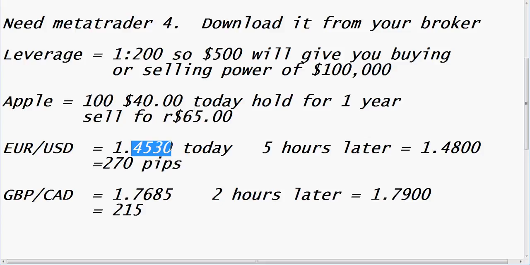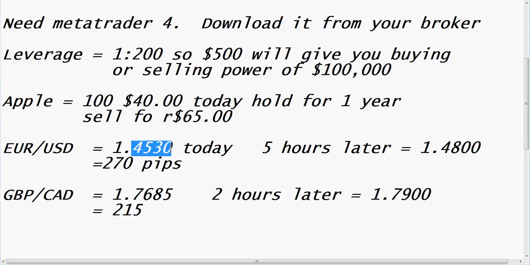Now, if at the time you were using the software, you jumped in and decided to buy the euro US dollar pair at 1.4530 and hold it for 5 hours and the price went up to 1.4800, you actually make money, 270 pips. But the amount of money you make will depend on the amount of capital that you have in your account. Right? A pip can be worth anywhere from 10 cents to $20. So that 270 pips 5 hours later can be worth $27, it can be worth $270, it can be worth 2,700 US dollars within 5 hours. That's how the market works.